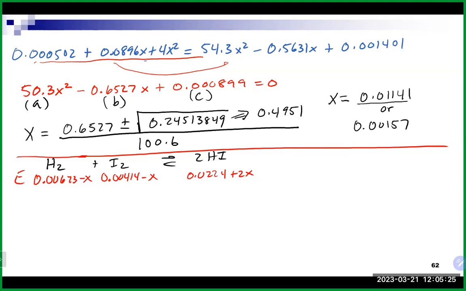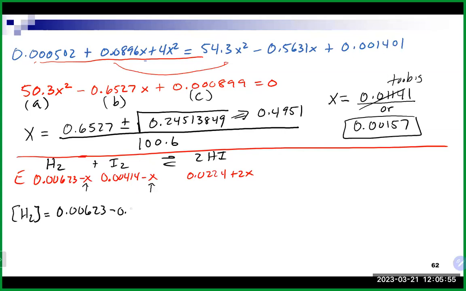If we look at our equilibrium line at that point, we should hopefully see that this number right here, when we put it back into either here or even here, will give us a negative number. So that's a little bit too big to use. This would be not so good, too big. That should mean that this guy here should be our correct X value. And now we're ready to find everybody's equilibrium. So with our H2, it will be 0.00623 minus X, which is 0.00157.